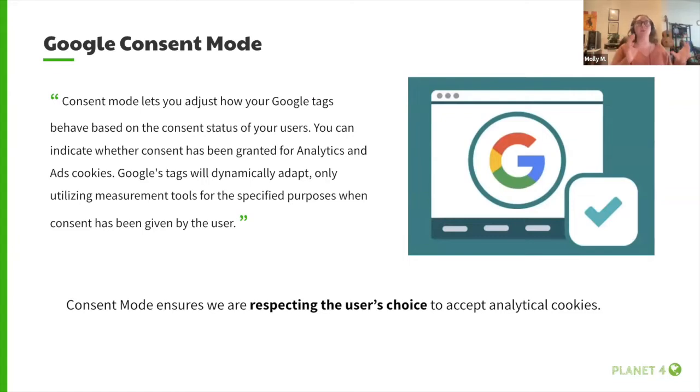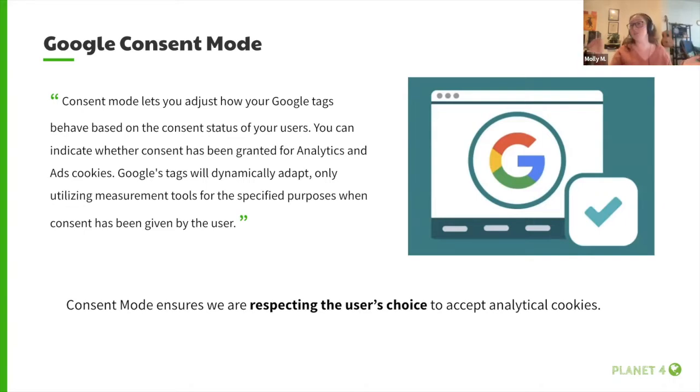how it works is it goes in and adjusts whether or not tags fire based on the consent status of a user. So if I go onto Greenpeace International's website right now and I say, no, I do not want analytical cookies being captured, then Google Consent Mode intercepts and makes sure that none of the analytical tags are firing. And vice versa.